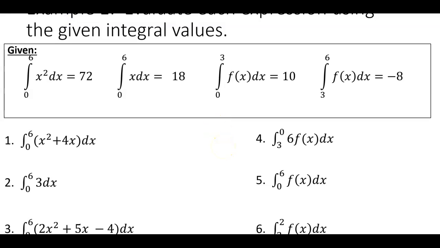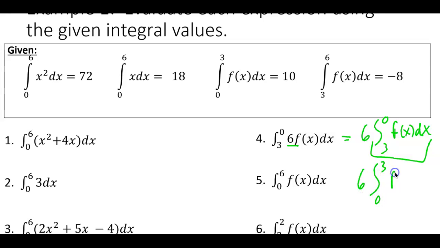Okay, next one. So as for this guy here, that 6 can go to the front, right? We're almost good. But why doesn't this look like one of the ones that are up there? The limits are backwards, right? I'm allowed to switch those if I want to, so long as I put a negative in the front. So you can flip them if you want, just put a negative in the front. And so now we have negative 6 times 10, which is negative 60.